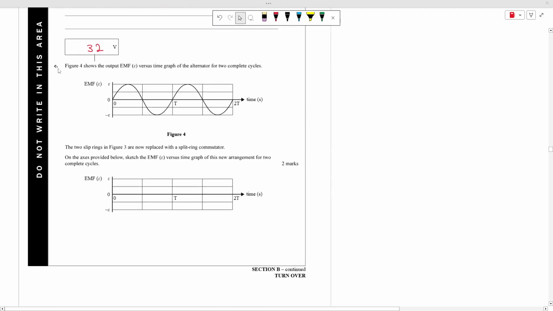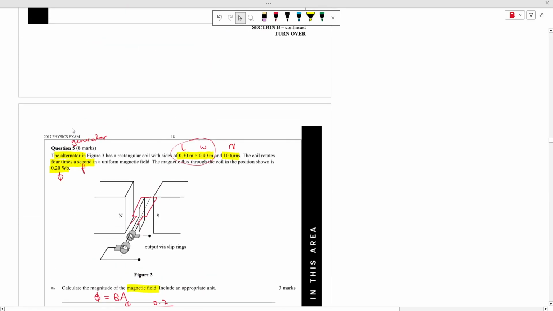Alright, part C, figure 4 shows the output EMF versus time of the alternator for 2 complete cycles. The 2 slip rings in figure 3 are now replaced with a split ring commutator. Right, if you're skimming over questions, you may miss that key sentence. On the axis provided below, sketch the EMF versus time graph of this new arrangement for 2 complete cycles. Okay, so just have to remember what a split ring commutator does in a generator.